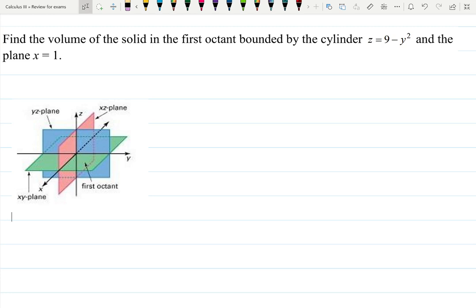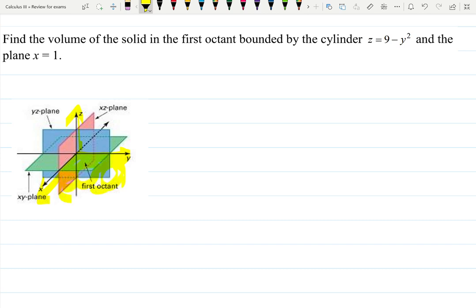Find the volume of the solid in the first octant bounded by the cylinder z equals 9 minus y squared and the plane y equals 1. So first of all, let's review what first octant means. First octant is where your y and x and z are positive.